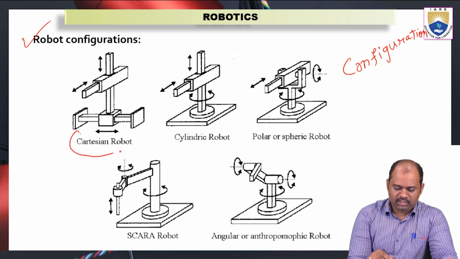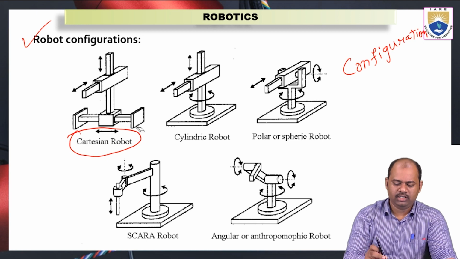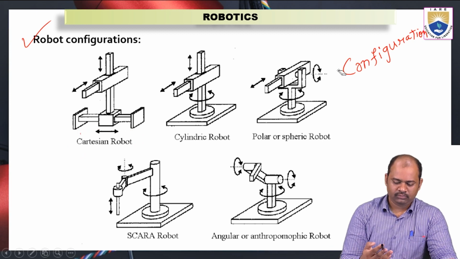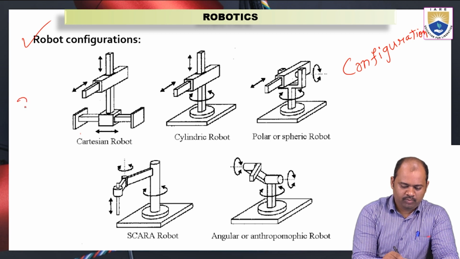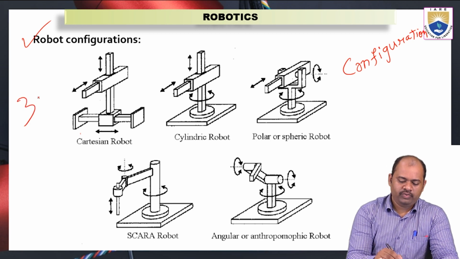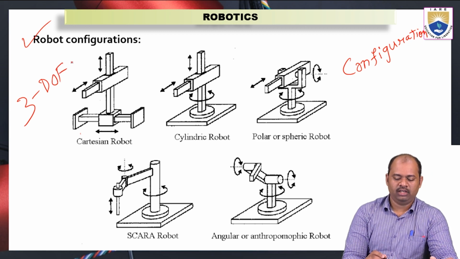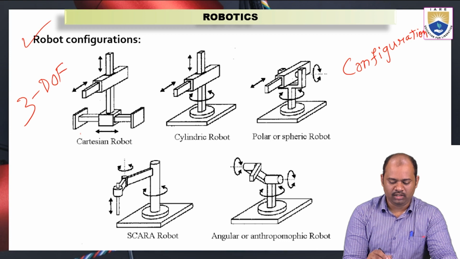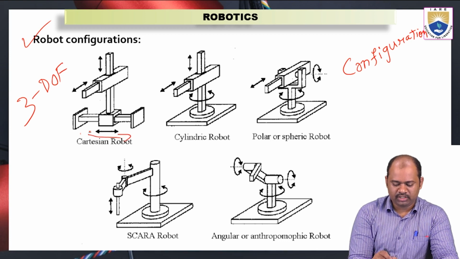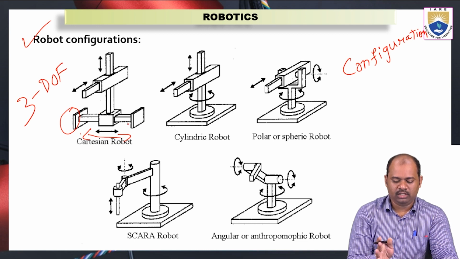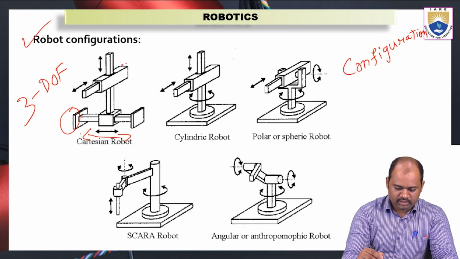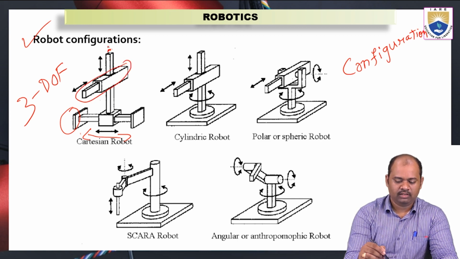First one is the Cartesian robot. The Cartesian robot will have three motions, which indicates the degrees of freedom is 3. In how many directions can this robot move, or the links in the robot move? First one is the horizontal direction. This link can move in the horizontal direction. And again, this link can move up and down about this vertical rod.